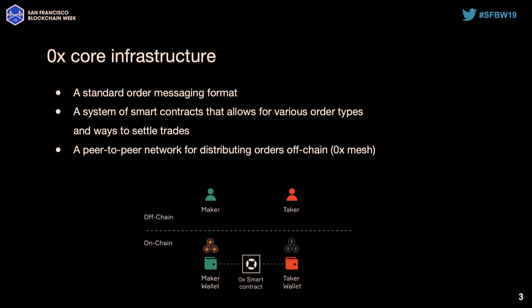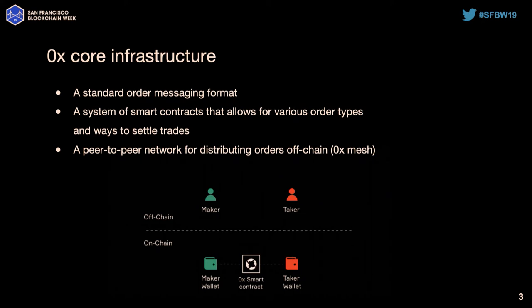So this brings me to the second layer of 0x. There's a system of smart contracts used to settle trades over the protocol. And there are various ways orders can be executed or settled within these smart contracts. And the smart contracts are also used for things like validating the authenticity of orders, or canceling orders. And then finally, this is a relatively new layer of the stack. There's a peer-to-peer network for distributing these off-chain orders.